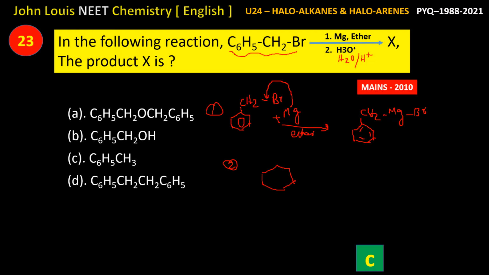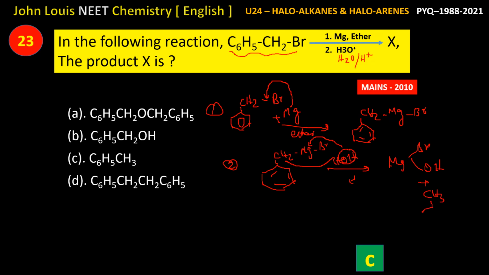When Grignard reagents are treated with water in the presence of acid, what do we know? Alkane is formed. So here what will you get? When it is treated with water, HOH, this hydrogen will be bonded to this carbon and this OH will be bonded to this magnesium. Therefore, what do you get? MgBrOH. And what alkane will you get? This hydrogen will be bonded to this CH2 and thereby it becomes CH3. Therefore, this is nothing but toluene.